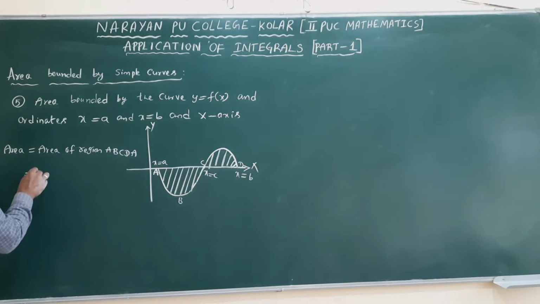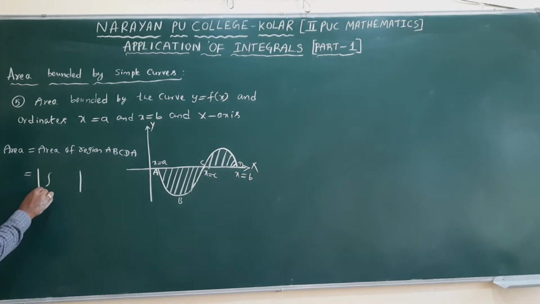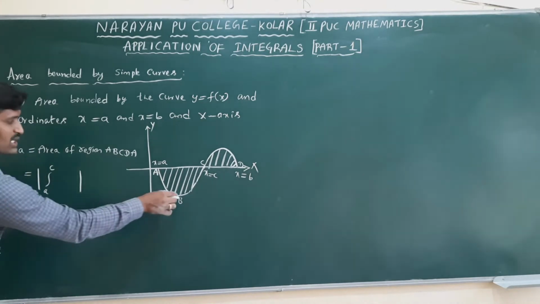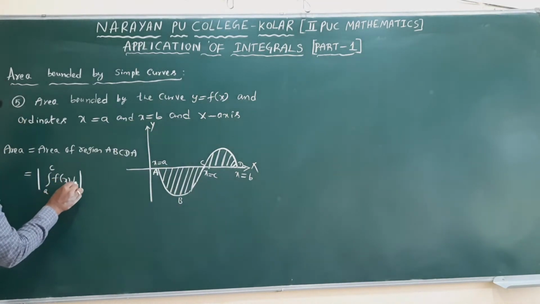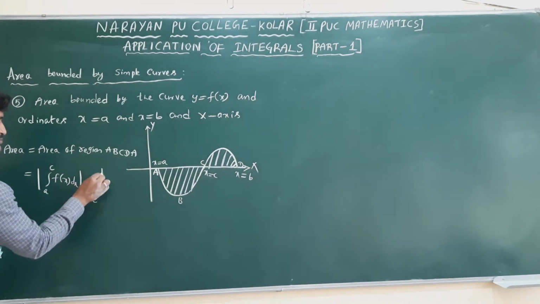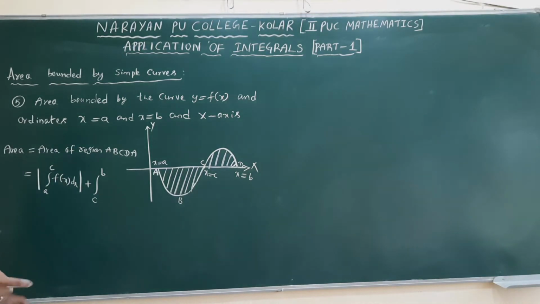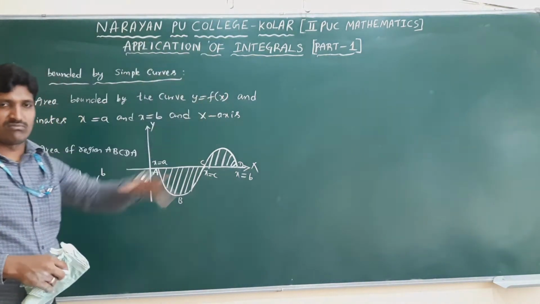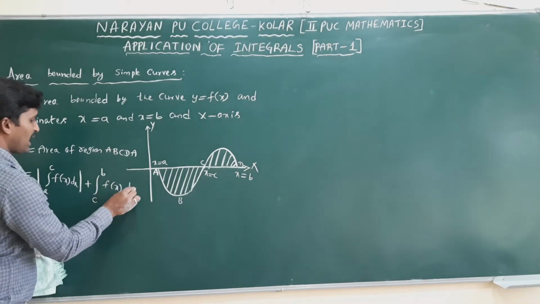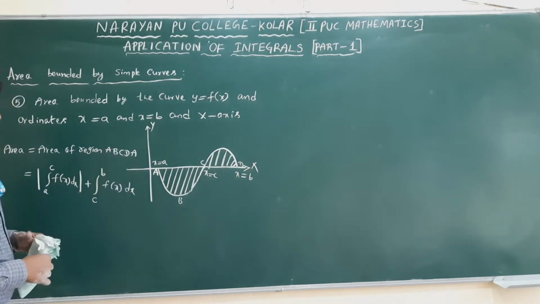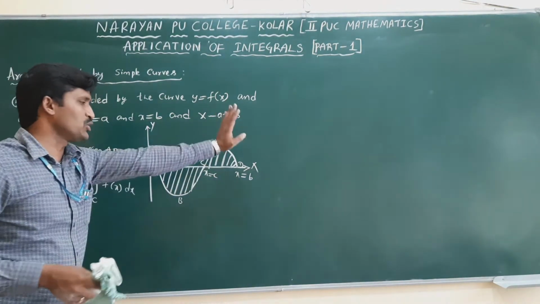How to find it? For the first part, it is below the x axis, that's why I take the modulus of the integral from a to c. The function is y equal to f of x, so this is f of x dx. Plus from c to b, the modulus is not taken because it is already above the x axis. The function is clearly positive, so the integral from c to b of f of x dx. By adding these two splitting areas, you will get the total area of the region from A to D.